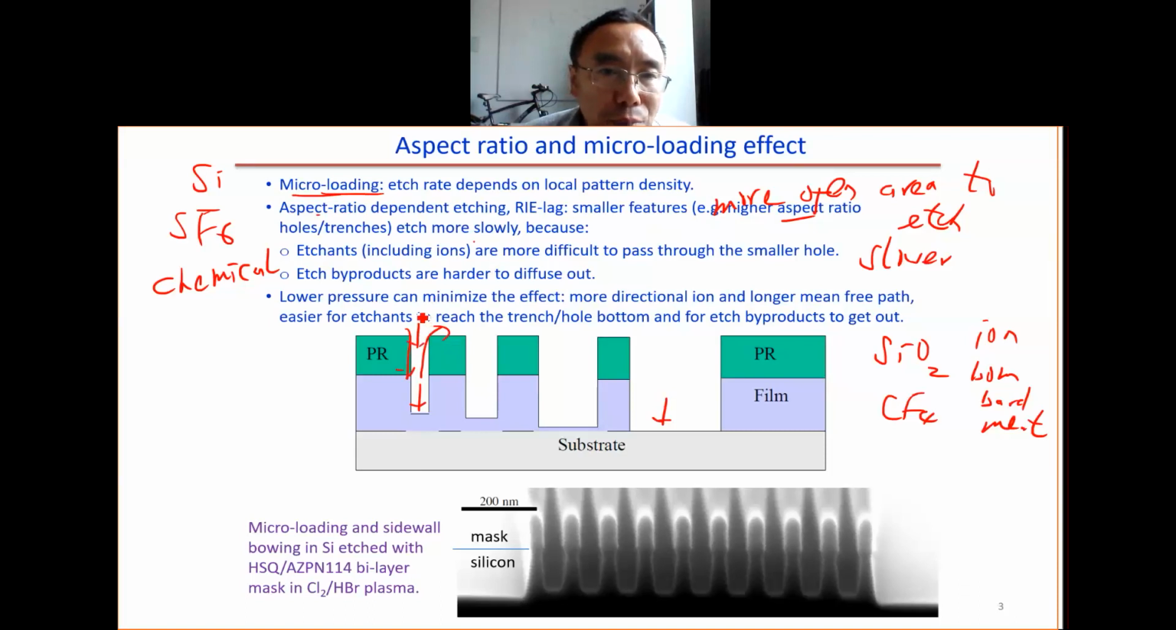This includes the ion bombardment. Lower pressure can minimize this aspect ratio dependent etching effect because we have more directional ion bombardment and a longer mean free path. So it's easier for the etchant to reach the bottom and for the etch product to come out. But this is another example of aspect ratio dependent etching. You can see here the open area etched deeper than the narrow trenches.